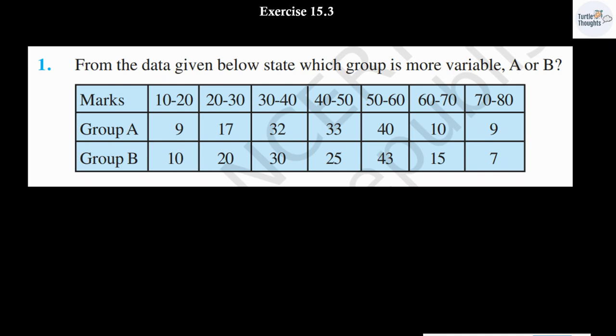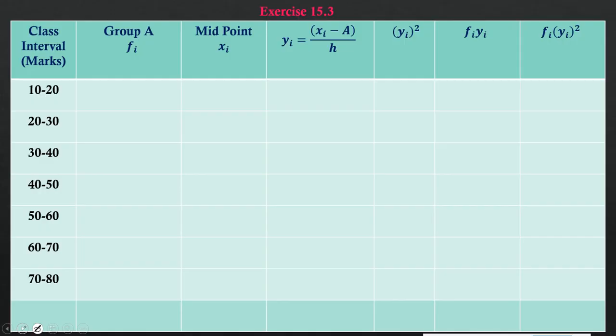From the data given below, state which group is more variable, A or B. The marks of group A and group B are given. So I am going to take C.